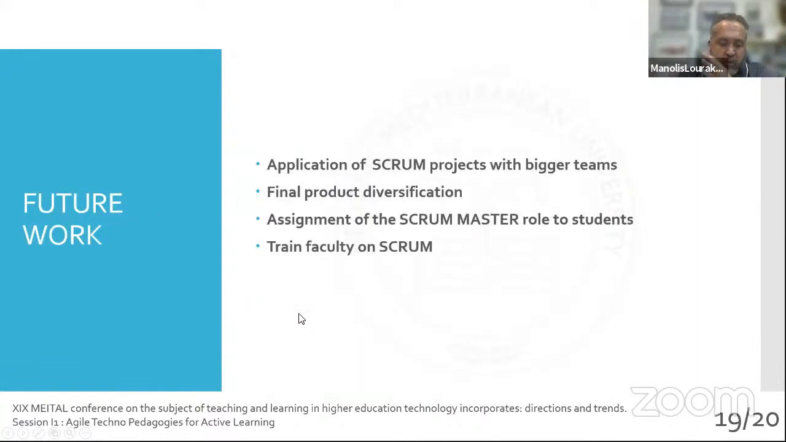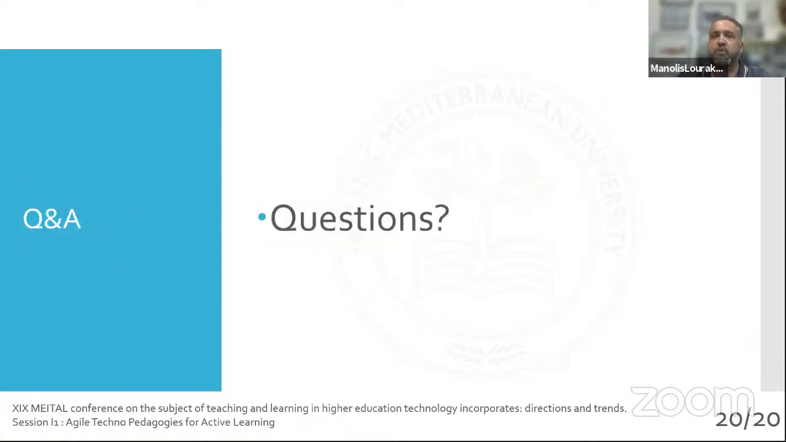So our future work, what comes next for this Scrum framework for the next semester, and we hope it's going to be face-to-face. We would like to apply the Scrum project with bigger teams. We would like to stress up to a maximum of 10 people. We are thinking of changing the final product to the manufacturing of a simple device, electronic or electric. We would like to assign the Scrum Master role to the students. It will enhance their leadership. And also we would like to train faculty on this framework. That concludes my talk. Thank you very much.